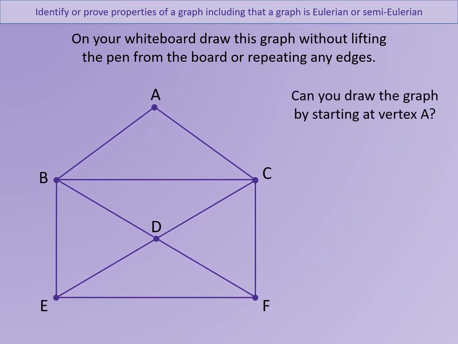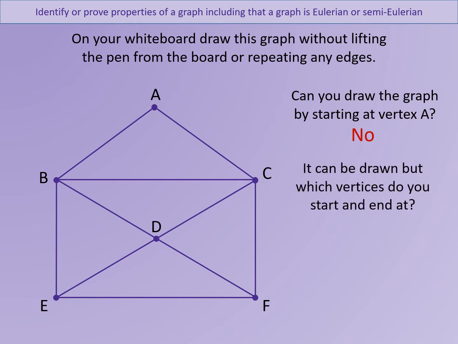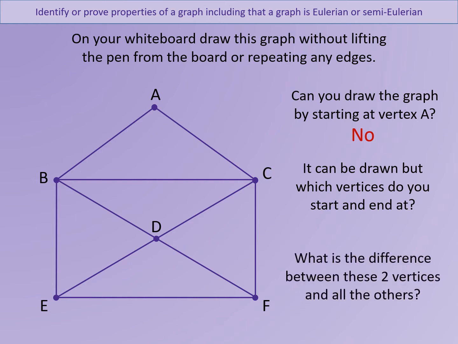So we're going to consider first of all, is this possible if you start at vertex A? And it turns out the answer is no, it's not possible from this starting point. There are, however, two vertices where it is possible to start at one and end at the other. Again, pause the slide if you haven't done so already and work out which vertex you are able to start at and which one you would need to end at. We're then going to consider what the difference is between these two vertices and the others.